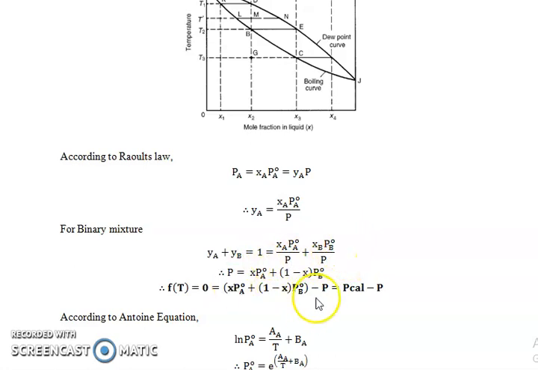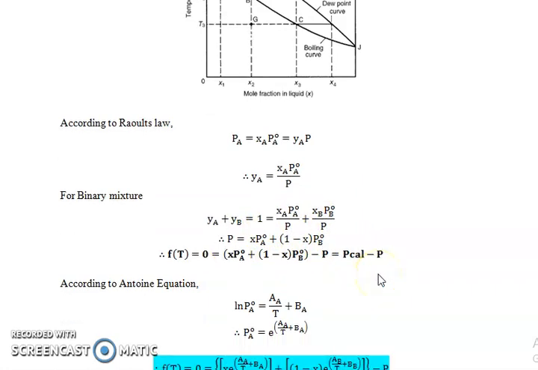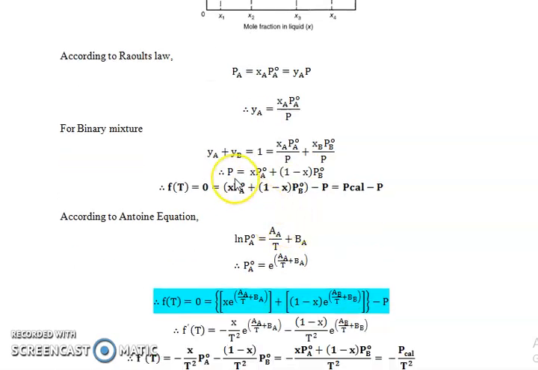So obviously we know that Ya plus Yb is equal to 1. On a mole fraction basis, both should sum to 1 as this is a binary mixture. So we can simplify this term as P is equal to Xa into Pa plus (1 minus Xa) into Pb. That value will be calculated, and we have to consider this as the P value.